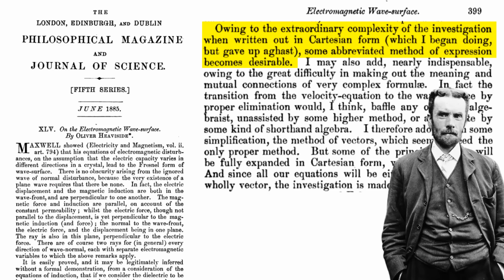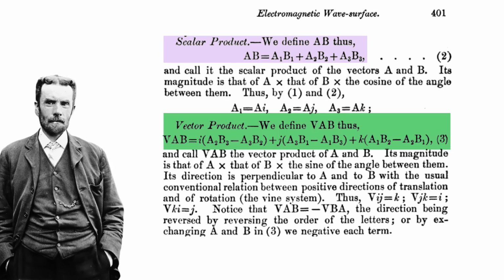Anyway, in June 1885, Heaviside realized that his trick of just using the divergence and the curl and no other parts of quaternions was not good enough. As he put it, "owing to the extraordinary complexity of the investigation, which, when written out in Cartesian form, which I began doing but gave up aghast, some abbreviated method of expression becomes desirable." Then, like Gibbs before him, Heaviside came up with two kinds of multiplication, a scalar product and a vector product.